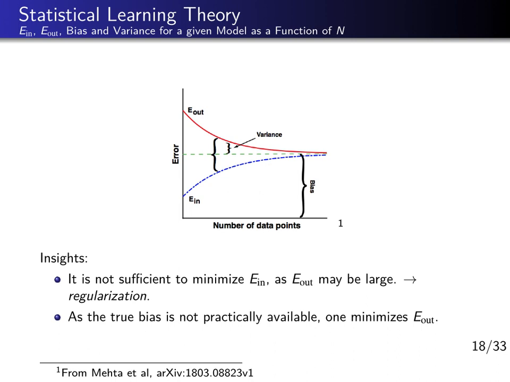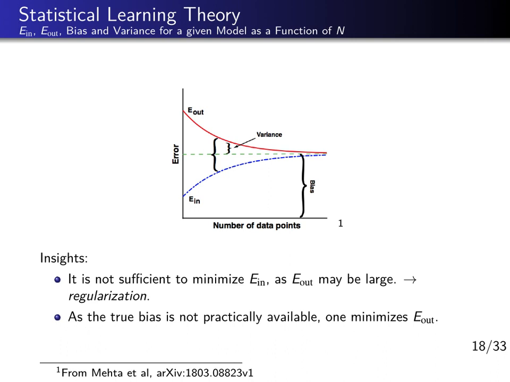Now, we see that it is not sufficient to just minimize the training error, because the validation error, the out-of-sample error, can still be large, even if the training error is small. So we need to control where the red curve is, how large the validation error is. And one tool to do this is, for example, regularization, that we will speak about later.